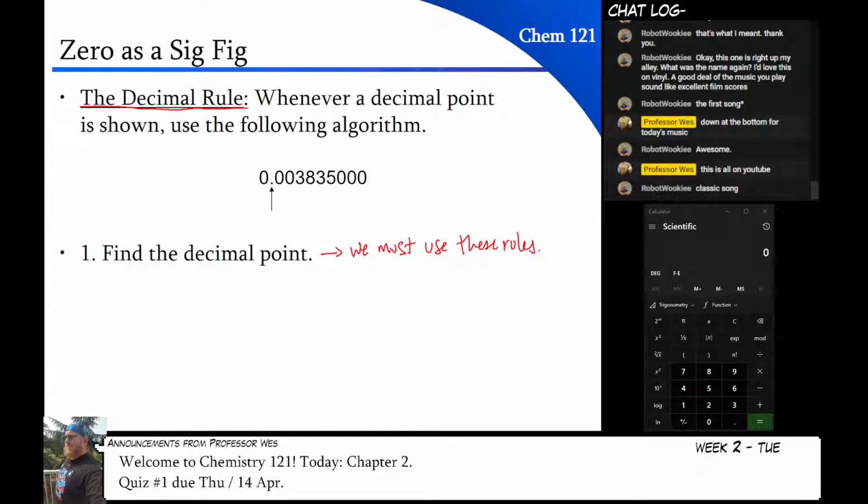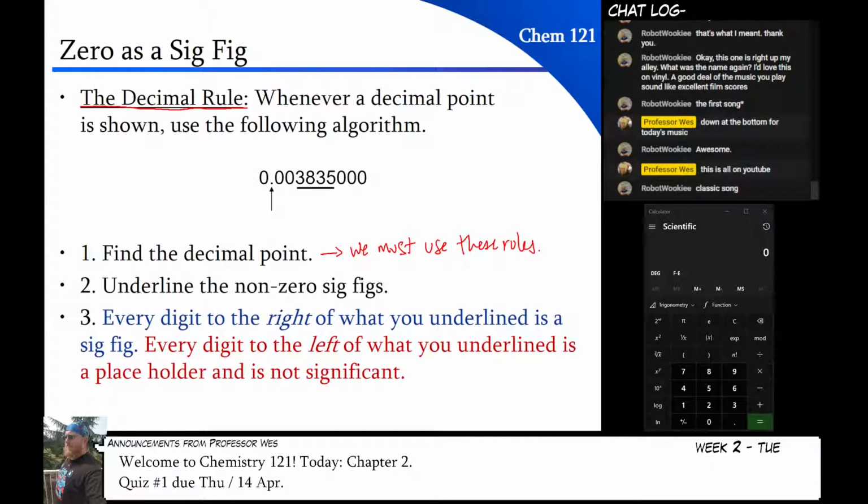All right. Once you have found the decimal point, underline any numbers that are not 0. So here we go. I've underlined those. And then anything to the right of your sig fig, so I'm going to put little check marks here. These are sig figs. Anything to the right is also a sig fig. Anything to the left was a placeholder, and you don't count it.